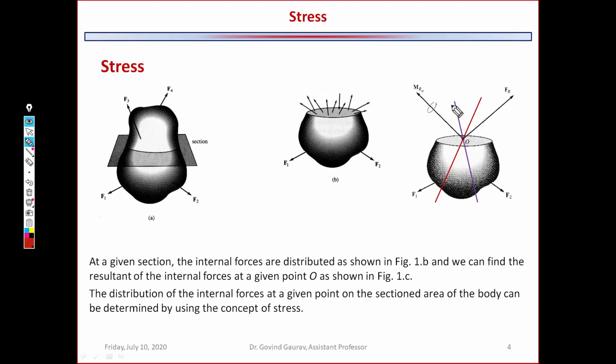Next, if we consider the plane to be the line shown by the violet color, and again we are interested in finding the resultant of all the forces that are acting at the point O, but we have considered a different plane. In this case, again we will have a normal stress, shown by sigma n, say sigma n1. The values of the normal stress will be different if we consider different planes.